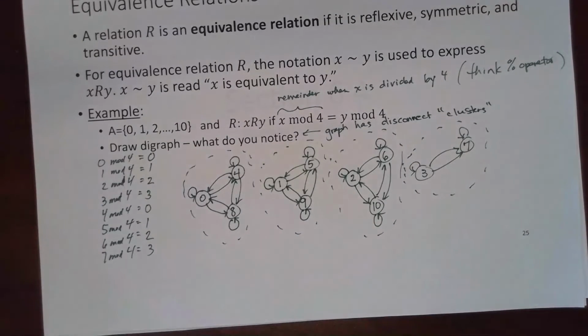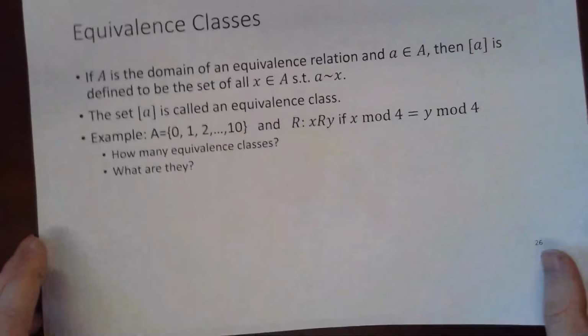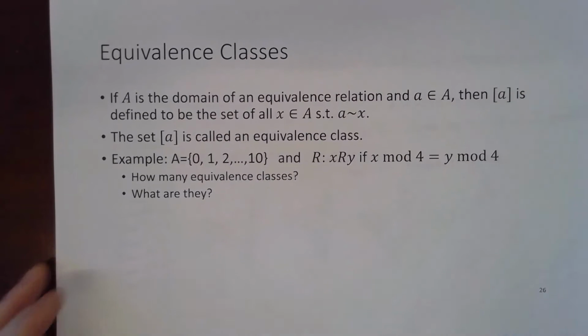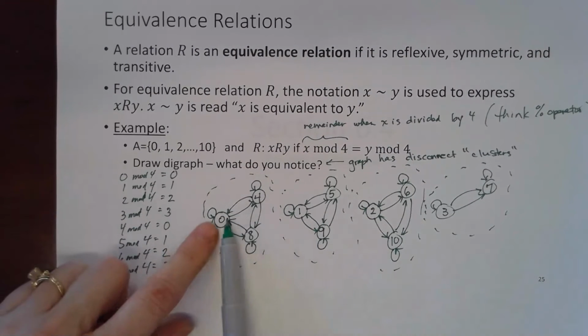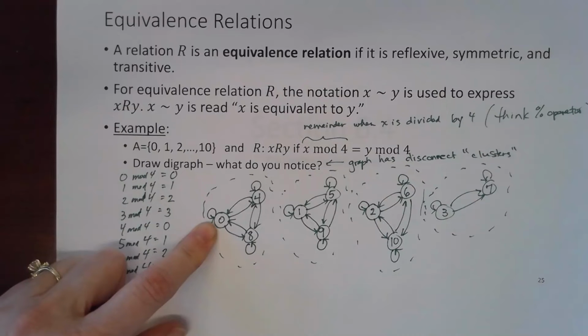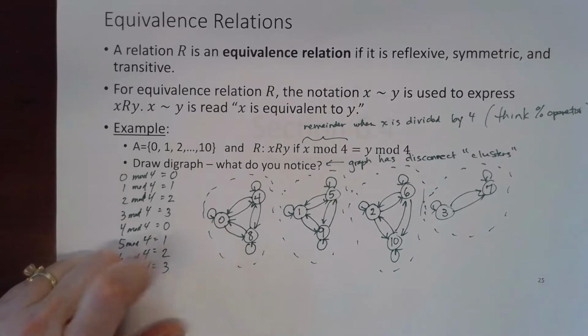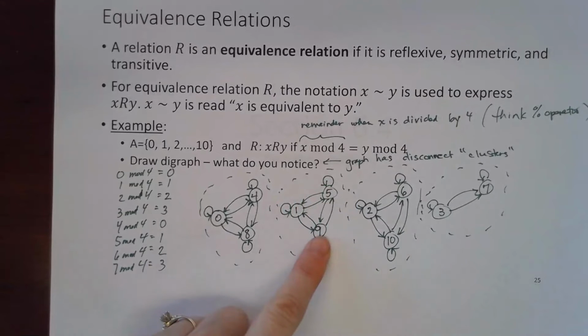Those disconnected clusters are called equivalence classes. An equivalence class is the set, if we take a particular element in our domain, of all things that are related to that. If we went back to this one, this is one equivalence class. So 0, 4, and 8 all act the same way. As far as this relation is concerned, they're equivalent. They all have a remainder of 0. They all behave the same way. All of these elements, though, are different. When I divide them by 4, you get a remainder of 1.